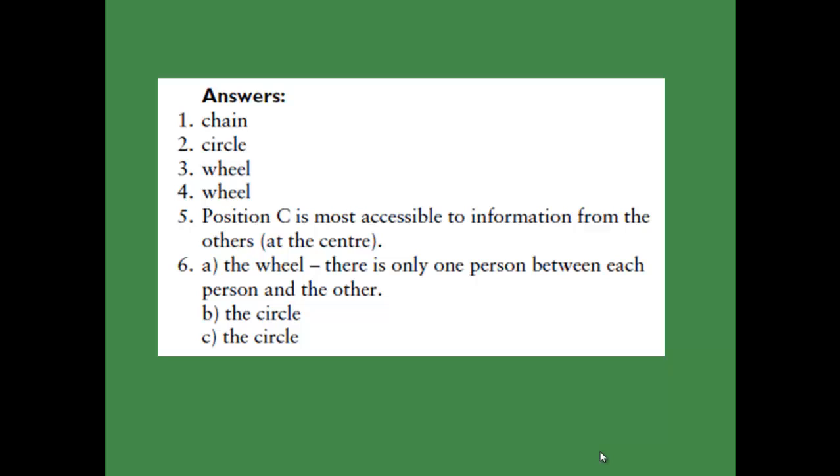Number 6. Which group do you think solve problems the fastest and why? The wheel. Why? Because there is only one person between each person and the other. B. Which group has to send the most messages? The circle. And C. Which group enjoy themselves most and why? Also the circle.